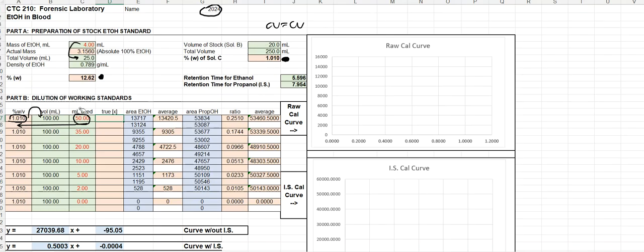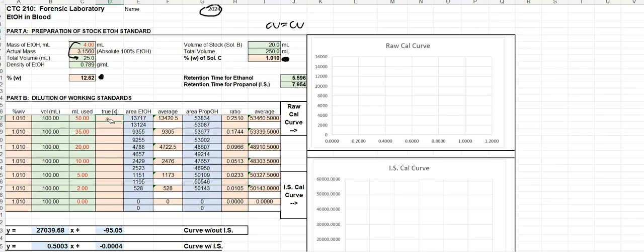All right, so let me clean this up a little bit, because we want Excel to do this for us. We don't want to type it in. And I want to continue that trend all the way down, because we've got 6 standards that we've got to calculate.